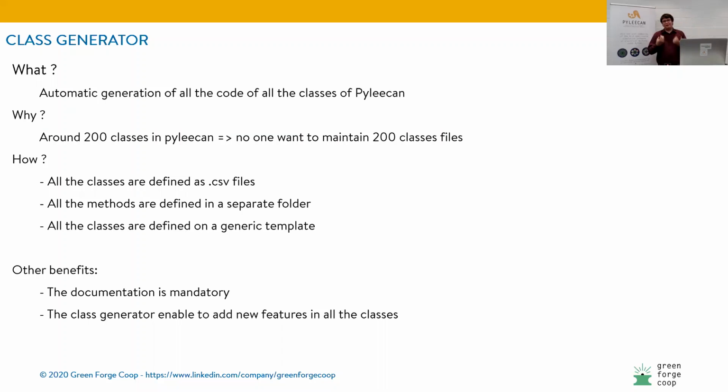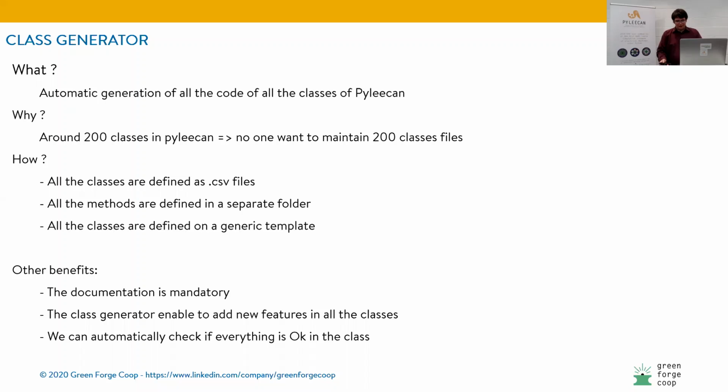Then the idea is that as all the classes follow the same template, if we work on the template, we are able to easily add a feature to all the classes at once. For instance, very recently, we have added the copy method. It was just a simple modification of the class generator, and automatically it was available in the 200 classes. Without the class generator, we would have to manually open every single file, modify, copy-paste the copy method, and so on. That would be a complete waste of time. But here with the class generator, by just modifying 10, 20 lines maybe, we were able to add this very convenient method to all the classes of Pyleecan, which is very powerful.